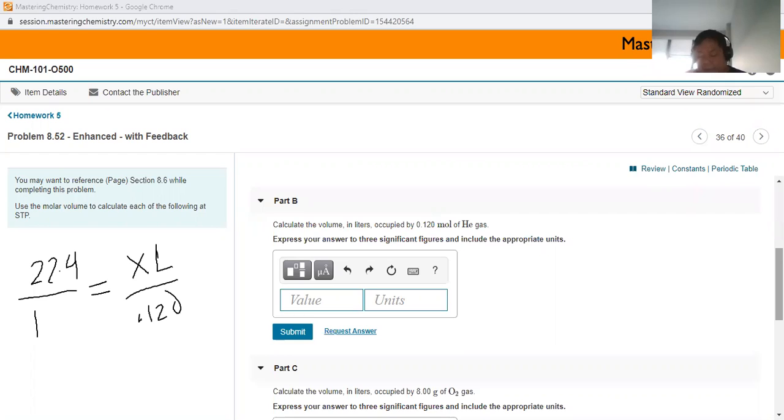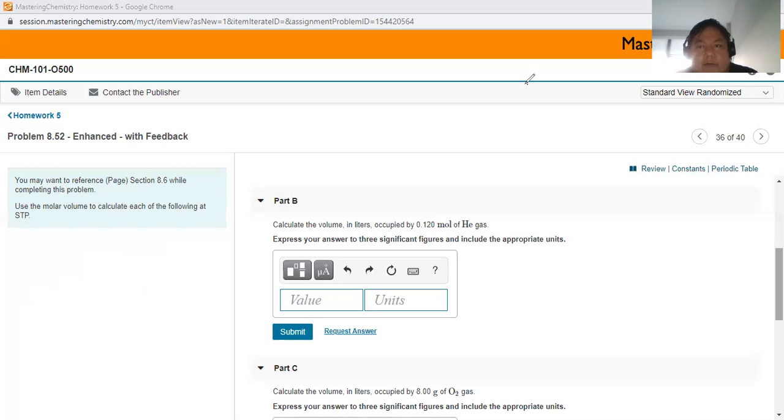And then we're going to multiply that by 0.12. And now I get 2.688 liters. I'm rounding to 3 sig figs. So this should become 2.69. I didn't mean to do that, but 2.69 liters should be the correct one. And so we'll hit submit. Hopefully this works. Yes, it did work.